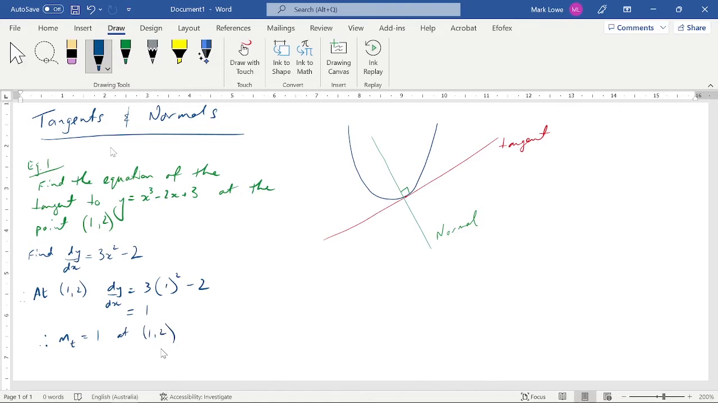Okay, so we've got our gradient. We just need to now find the equation of the straight line, which is the tangent. So a couple of ways: you can just use y equals mx plus c and substitute your x and y coordinate in order to find c, or you can use y minus y1 equals m times (x minus x1). And so x1 and y1 correspond to the point (1, 2). So y minus 2 equals 1 times (x minus 1). And then just expand and rearrange it.